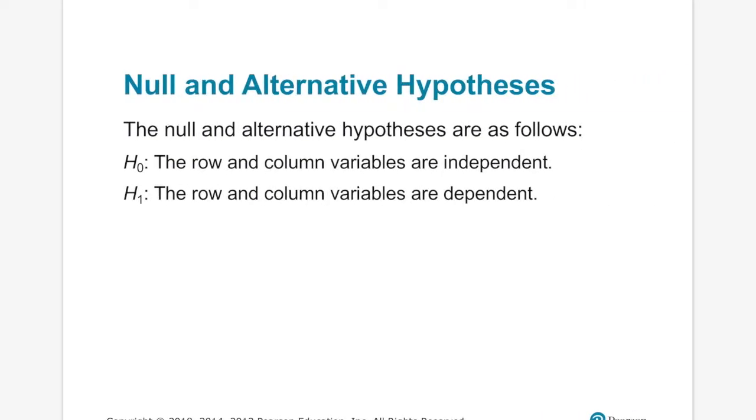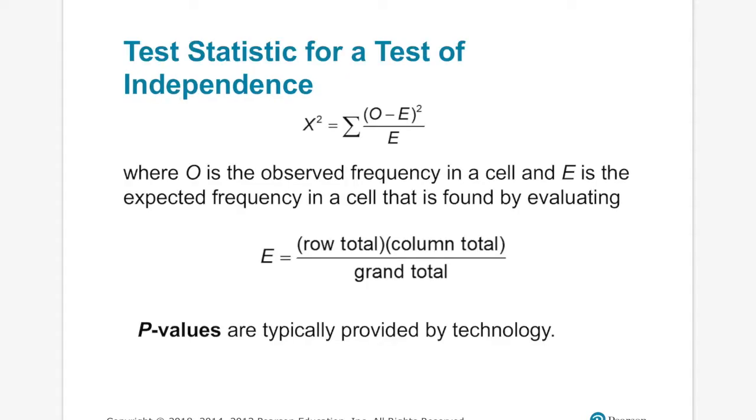This is how you are going to set up the hypotheses for a test of independence. For H0, this is a statement stating that the row and the column variables are independent. HA is a statement that the row and column variables are dependent. The formula for chi-square is the same: chi-square equals the sum of (O minus E) squared over E. However, we will use StatCrunch to find chi-square and the p-value.